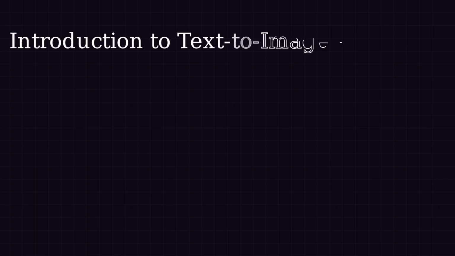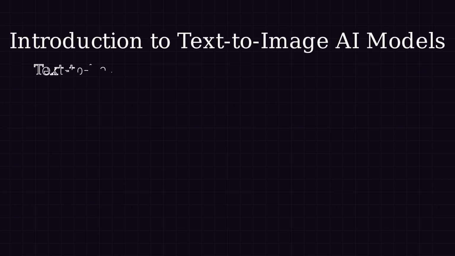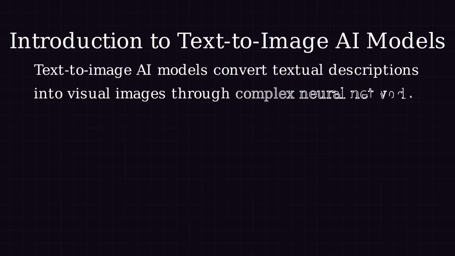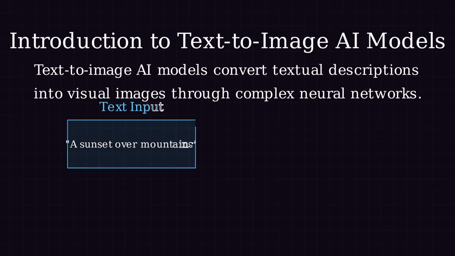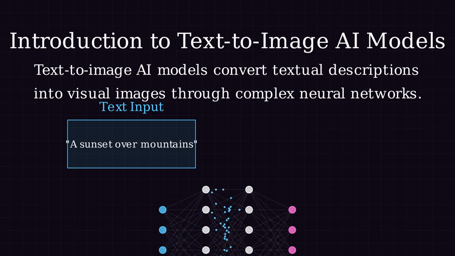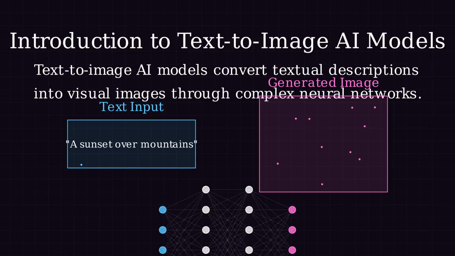Welcome to an introduction to text-to-image AI models. Text-to-image AI models are advanced machine learning systems that convert textual descriptions into visual images. Let's see how the process works. Starting with a text description like a sunset over mountains, the model processes this text through neural networks and then generates a corresponding visual image.